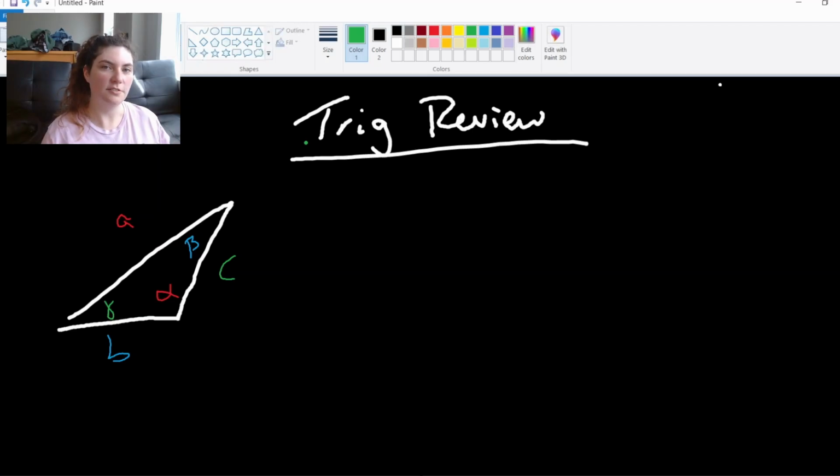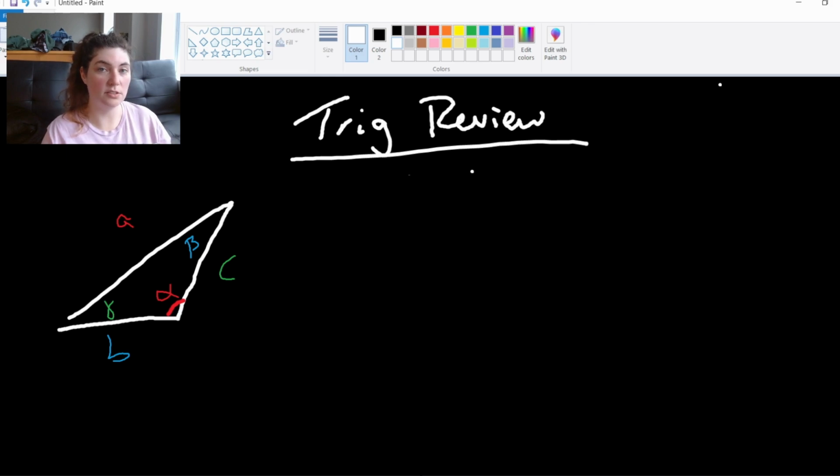Now, before we get into vectors and all that, we need to go over some trig because we're going to be using a lot of triangles, a lot of triangles. So many triangles. You will not believe how many triangles you're going to be drawing in this class. So it's really important that we have our trig down pat solid.